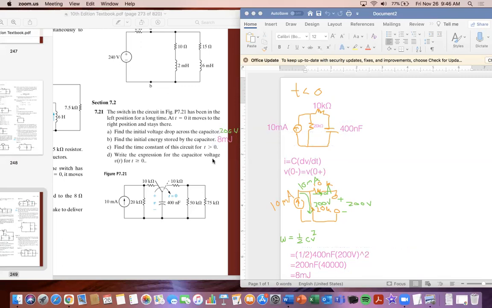And then find the time constant for time is greater than 0. Okay, that means when time's greater than 0, let me create my other diagram here. So T is greater than 0. And that means it's going to be connected here. We can ignore everything over here. So that means we'll have our capacitor.